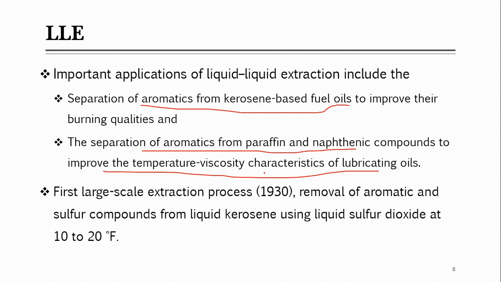Right, so the first large scale extraction process used in industry, in 1930, was related to this example: the removal of aromatic and sulfur compounds from liquid kerosene. The solvent used for this purpose was liquid sulfur dioxide. So you bring your kerosene, which contains all the other required hydrocarbons as well as aromatic and sulfur compounds, in contact with the liquid sulfur dioxide. That will extract the sulfur compounds and aromatics, and the kerosene will get rid of these impurities.